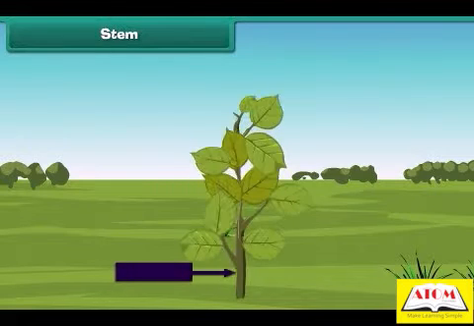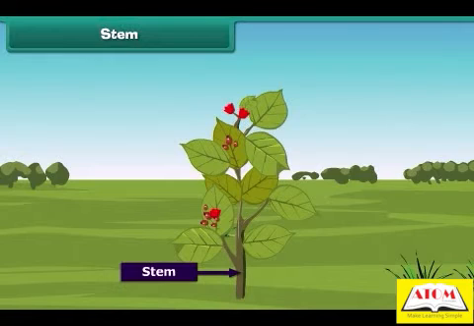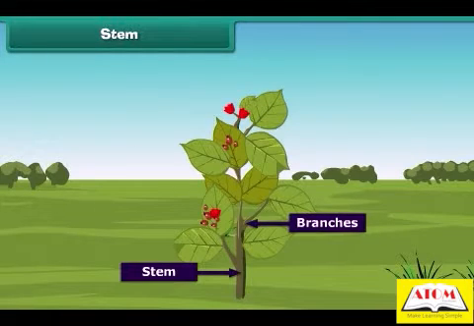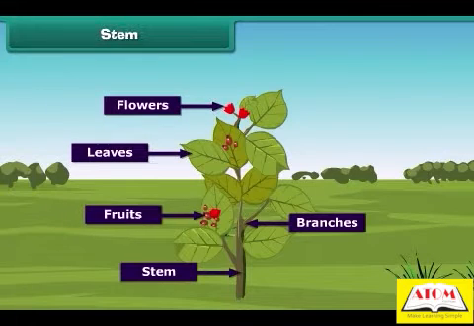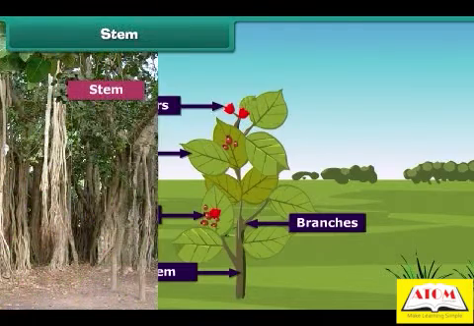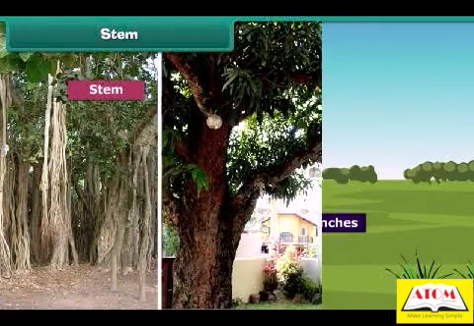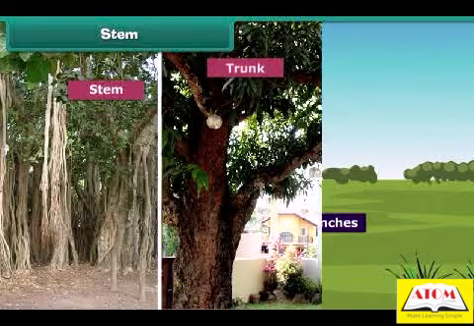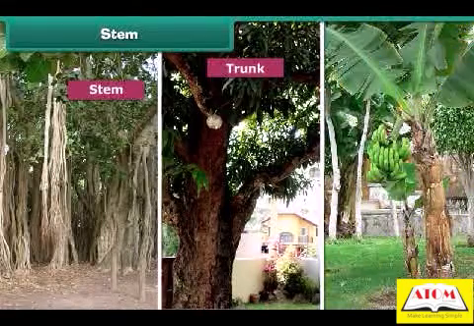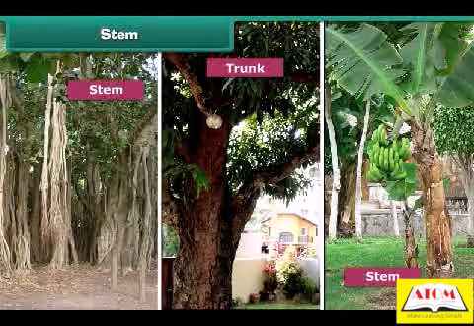Now let's know about stem. Stem is the green or brownish part of the plant which grows above the ground. It provides support to the plant and bears branches, leaves, flowers and fruits on its body. In young plants, the color of the stem is usually green, but over a period of time and with advancing age it turns brown in color. Some trees like banyan and mango have hard, strong and brown stem. It's called trunk, whereas some trees such as banana have a thick but soft and green stem.